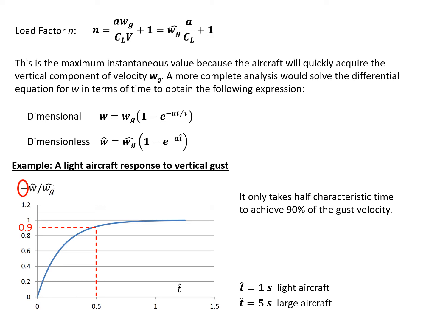So for light aircraft it is about half a second to obtain 90% of the vertical gust magnitude. But for larger aircraft, it takes slightly longer, but still quite a small value, 2.5 seconds, to have 90% of the wg, vertical gust magnitude.